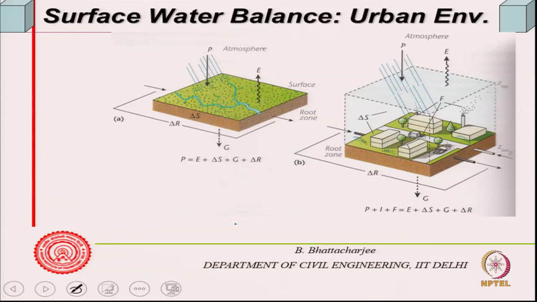So, this diagram shows you that precipitation equals evaporation plus storage plus groundwater recharge plus runoff. There is surface evaporation, root zone, G is the groundwater recharge, delta R is the runoff coming in and going out. This is the rural area with the stream and the precipitation here. In the urban area, F is added through combustion, and vehicles also cause moisture evaporation. Delta S is the storage in the urban system I am talking of, P is the precipitation, and this is the equation that I showed you.